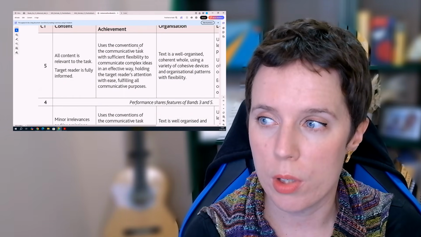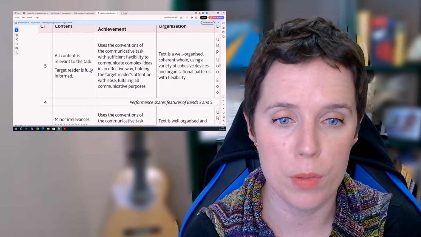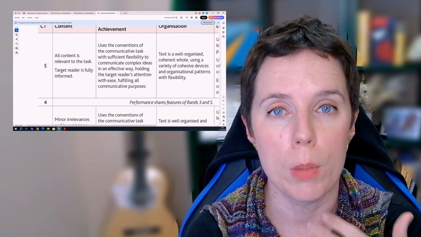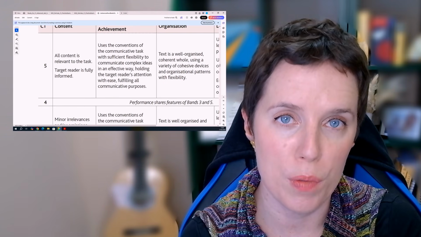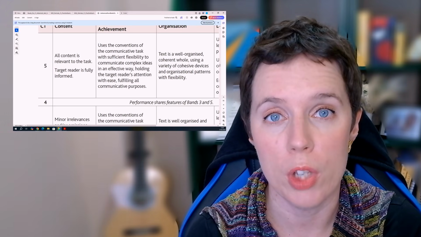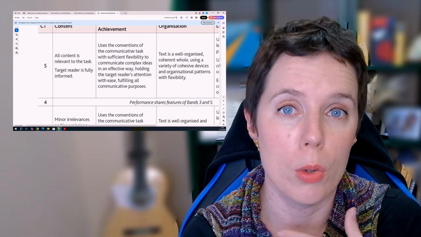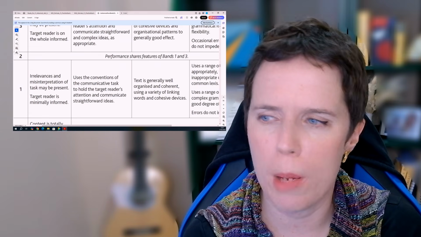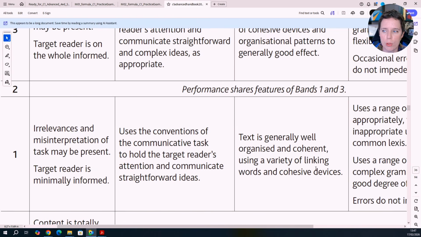Meanwhile, band 5 uses the conventions of the communicative task with sufficient flexibility to communicate complex ideas in an effective way, holding the target reader's attention with ease and fulfilling all communicative purposes. So you're able to communicate complex ideas in an efficient way. The examiner's not confused, and they basically know exactly what you're saying, and they understand what your idea is or what your argument is. Moving on to organisation, Band 1. The text is generally organised and coherent using a variety of linking words and cohesive devices.